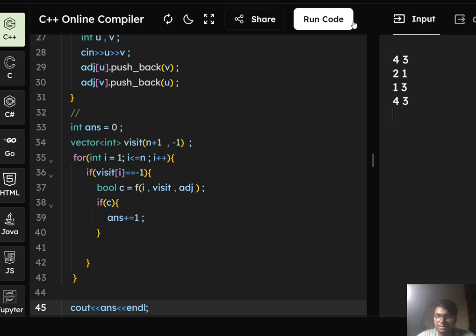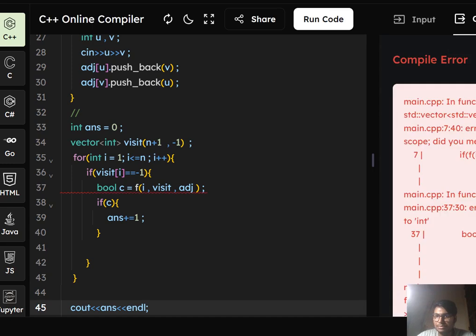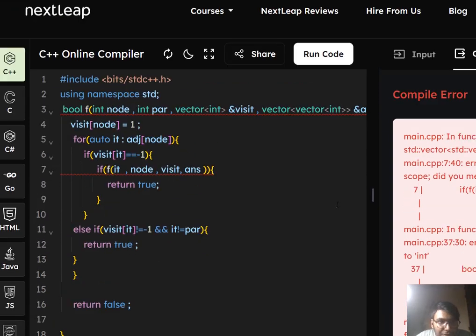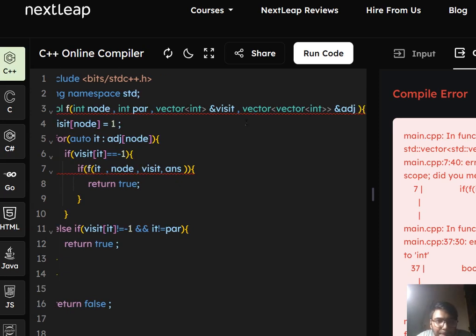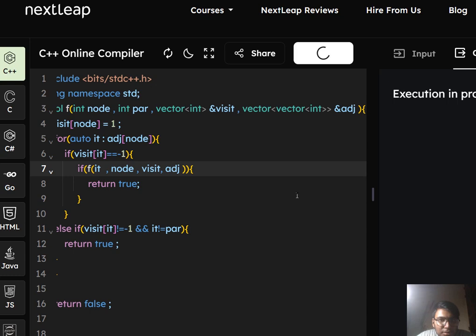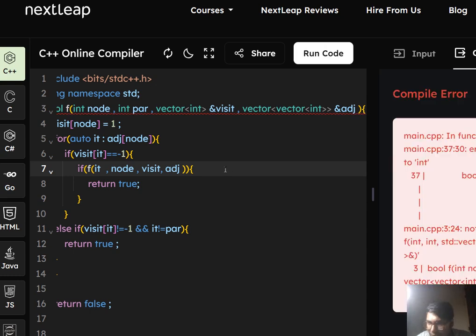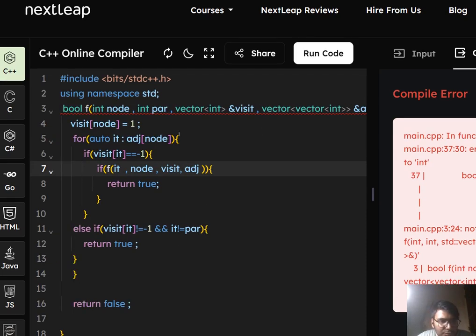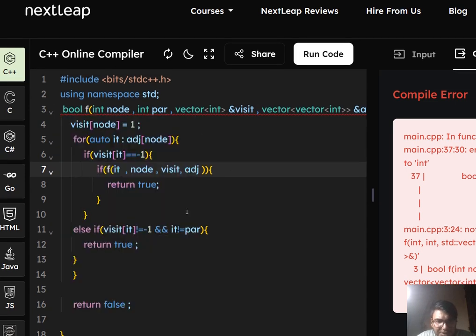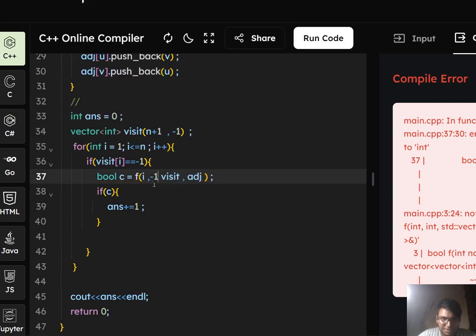Okay, some errors are there. What's the error? Okay, visited was not declared. Answer was not declared. Okay, and we have some more errors. Boolean node parent. Okay, so we have a boolean and a parent. So over here we have to pass the current parent as a minus one.